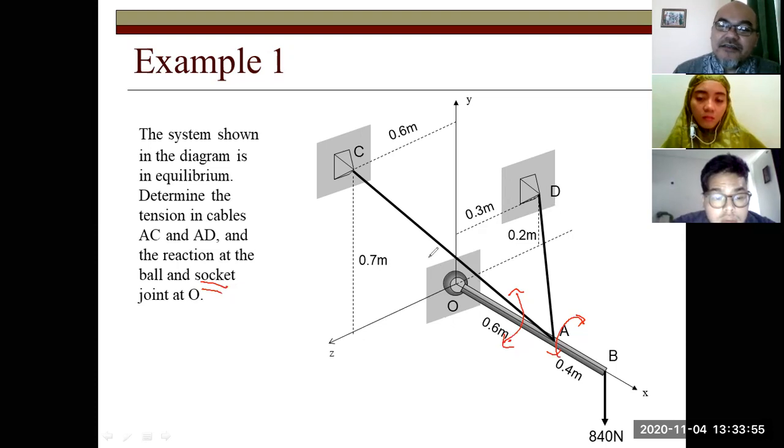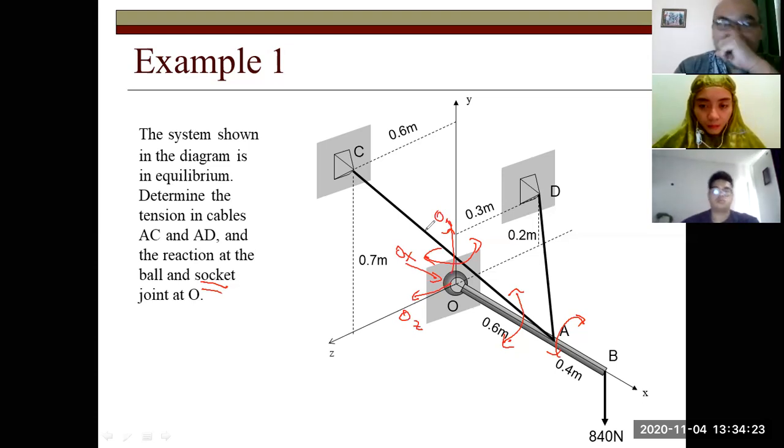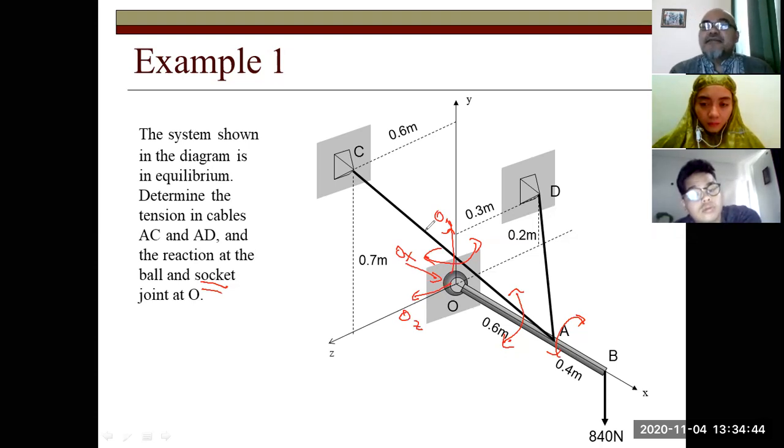Yes, it can still also rotate about the y-axis, right? So basically at O, there are no reaction moments here. What there are is reaction forces: there is Oz here, there is Ox, and there is Oy. Because it is fixed there, it cannot move. The bar cannot move translationally along the x-axis, along the y-axis, or along the z-axis. But it can still rotate about point O, about the x-axis, the y-axis, and the z-axis.